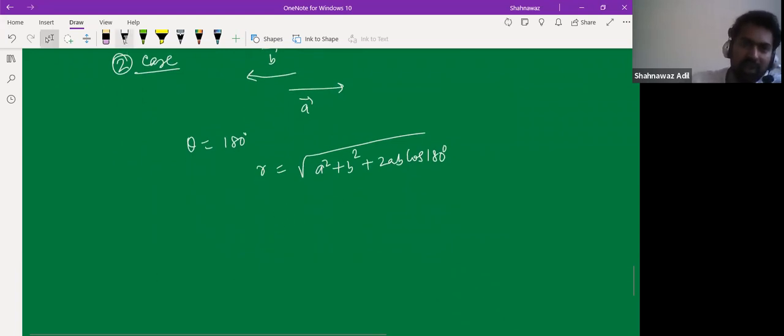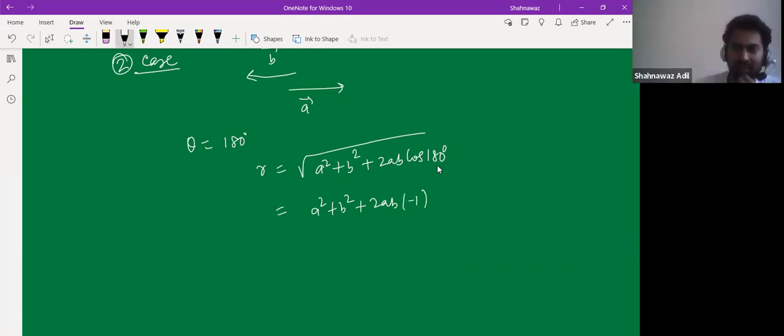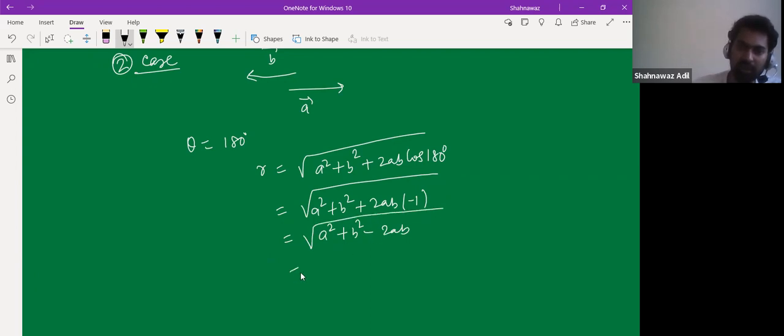And what will be the value? What is cos 180 degrees? It is -1, because this lies in the second quadrant. Your cos 0 is 1, so this is -1. So this is a square plus b square minus 2ab. So this will be what? A minus b whole square.